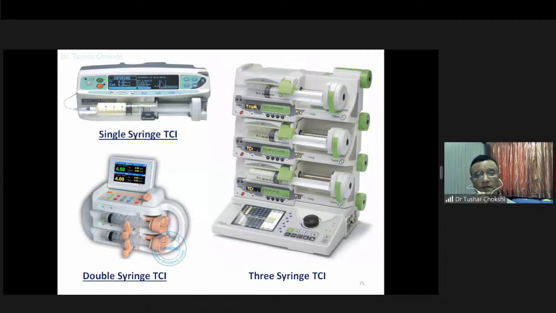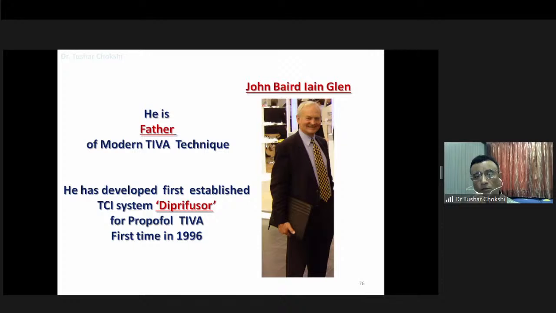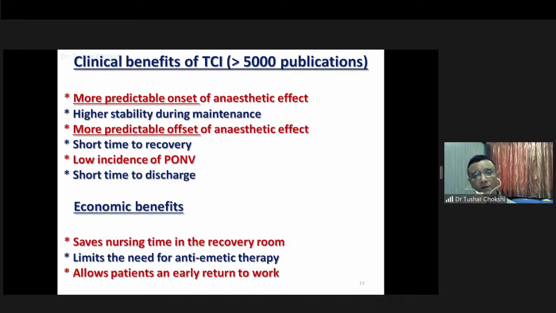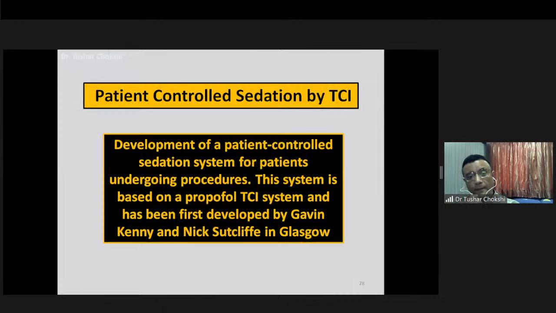Even Chinese people came with a single syringe TCI, double syringe TCI, and 3 syringe TCI. And he is the person who invented these TCI machines, using them in the practice of propofol TIVA for the first time in the world, in 1996. The main benefit of TCI TIVA is more predictable onset and more predictable offset. As Dr. Shivakumar told, in a general purpose model the machine itself says when the patient will come out after extubation, in how many minutes, suppose 2, 3, or 4 minutes. That is the beauty of TCI TIVA in your practice.